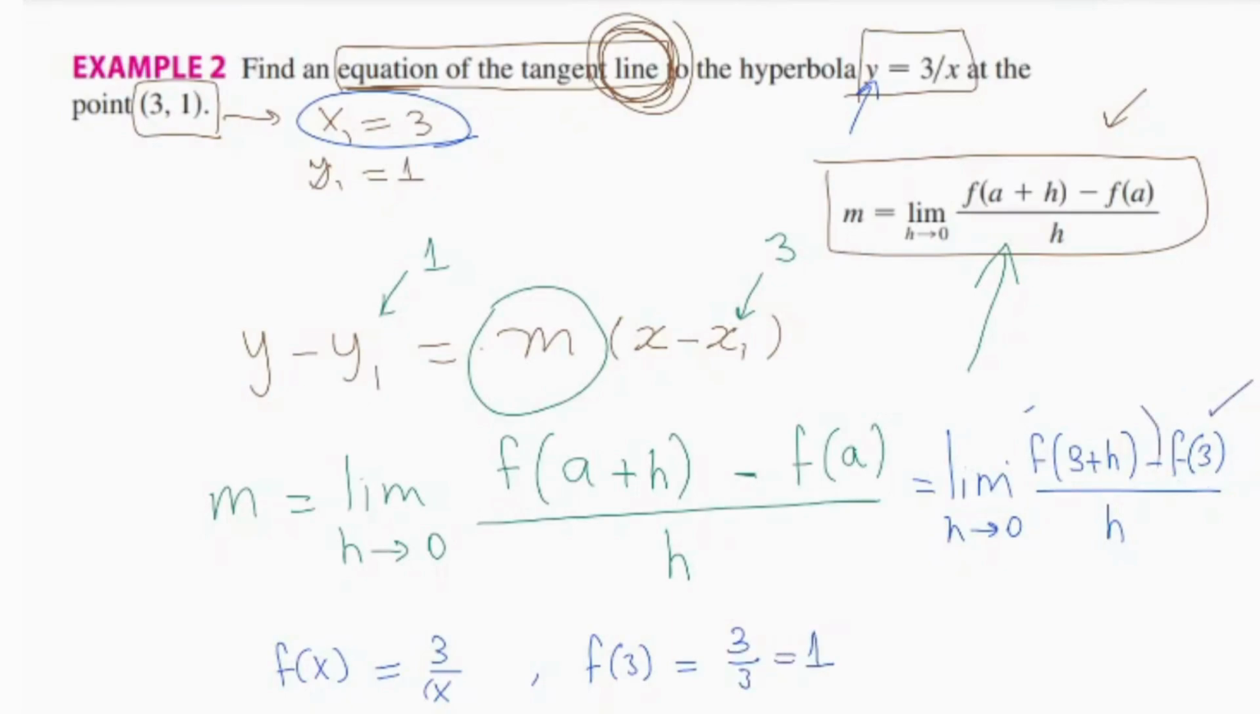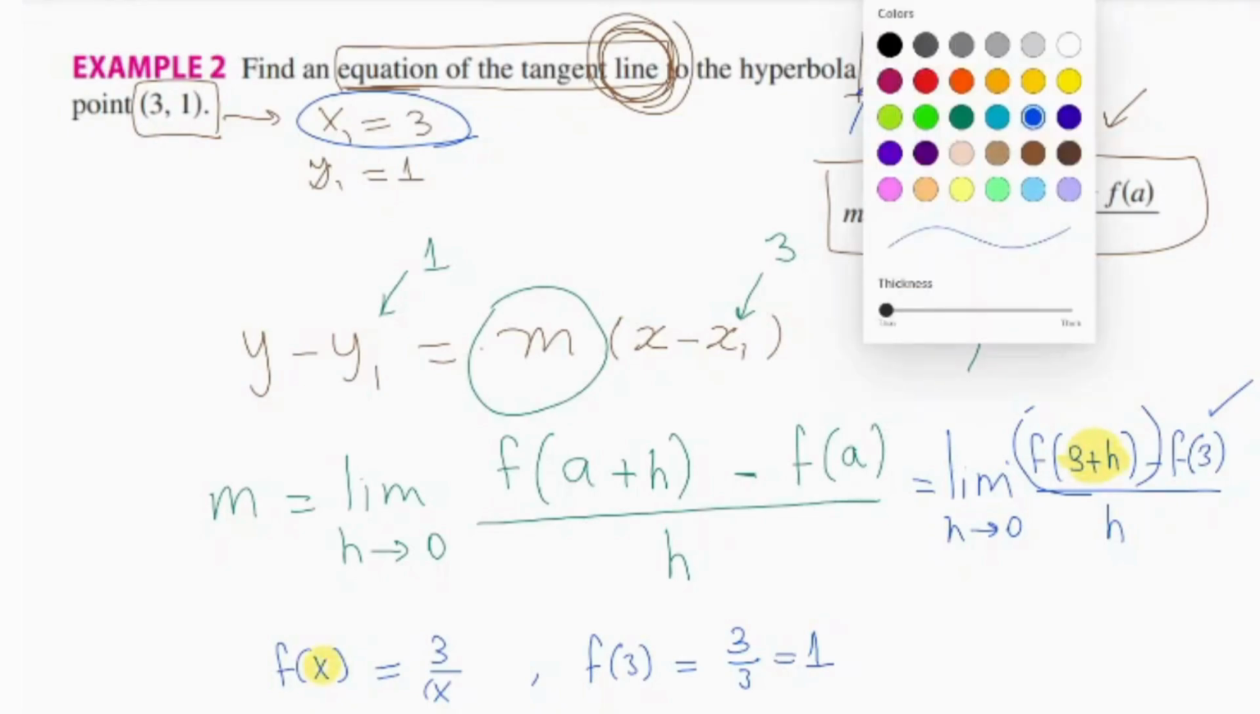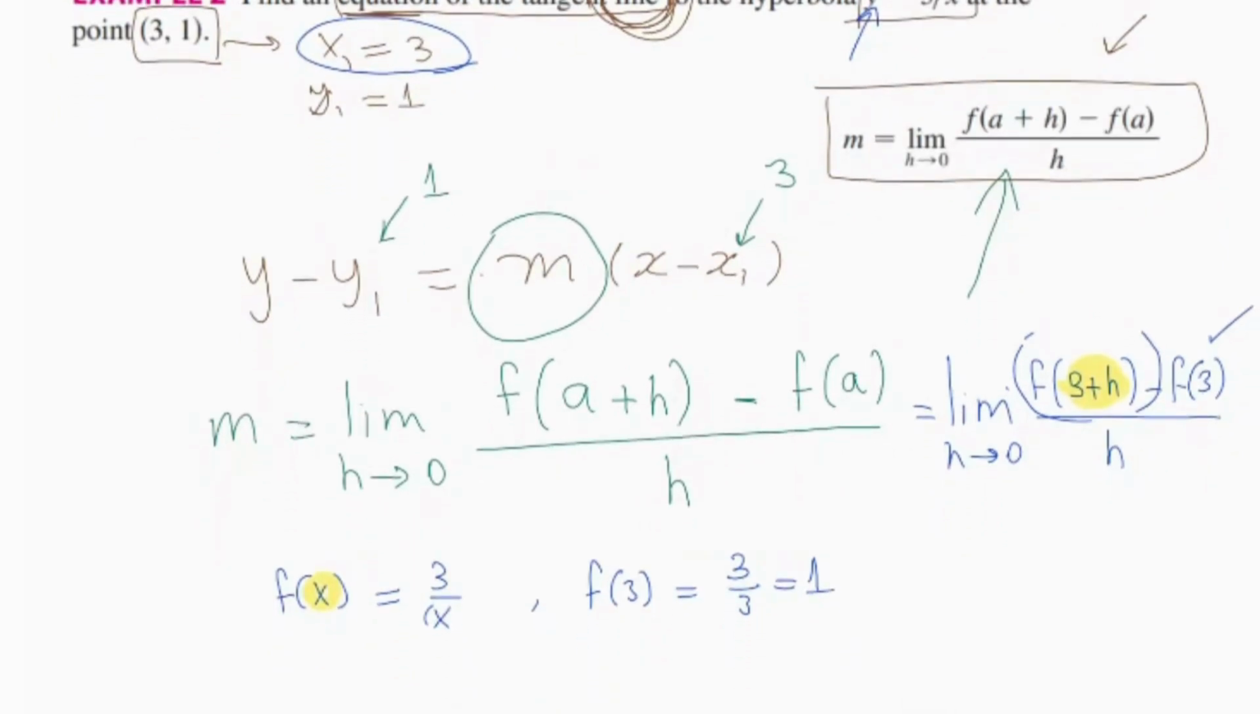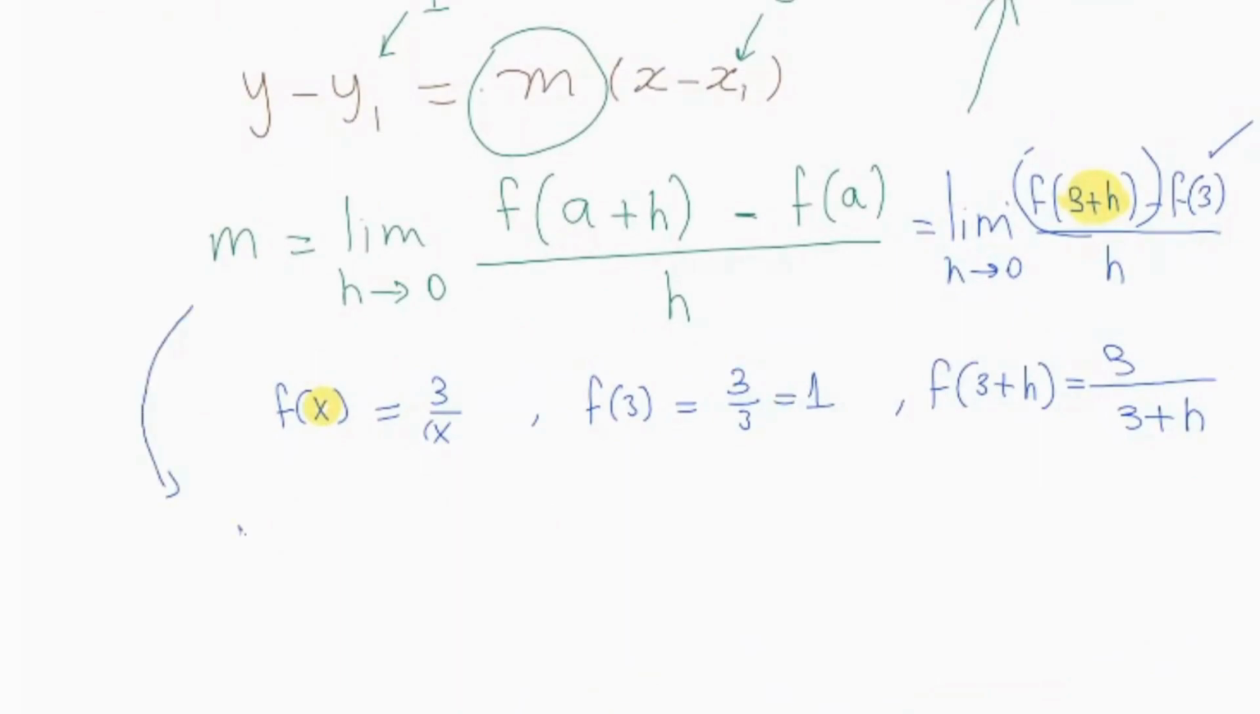Okay? For this one, already done. What is f of 3 plus h? Here, instead of every x, I'll just substitute with 3 plus h. So f of 3 plus h will be equal to 3 over 3 plus h. So let's find it. m is equal to what? The limit when h goes to 0 of f of 3 plus h, which is 3 over 3 plus h, and then minus f of 3, which is 1, over h. And of course if you substitute directly, you will get 0 over 0.